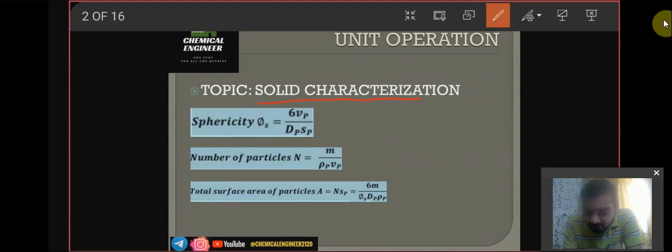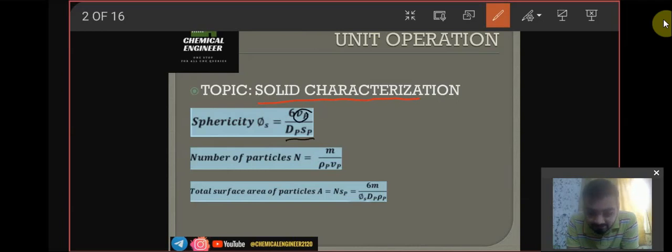The formula for sphericity is given as phi s equal to 6 into volume of a particle divided by diameter into area of particle. The unit of sphericity is unitless. It will give a value between 0 to 1. So 1 means it is totally a spherical particle, and 0 means it is a 0% spherical particle. So 6 into volume divided by diameter into surface area.